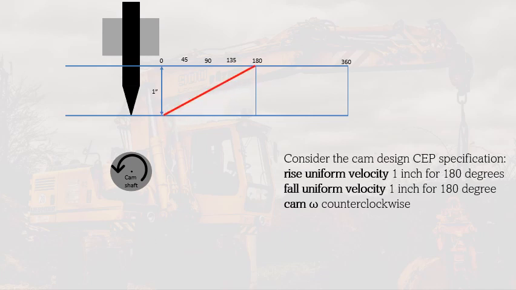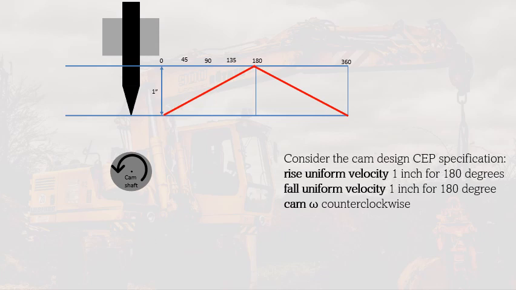First, we will draw the rise, uniform velocity for 180 degrees. If this is 1 inch, therefore from 0 degrees, it will reach 1 inch in stroke by the end of 180 degrees for uniform velocity. As you can see here, the fall on the other hand is represented by this straight red line sloping downward from 180 to 360 degrees. This completes the whole cycle of this given cam follower.